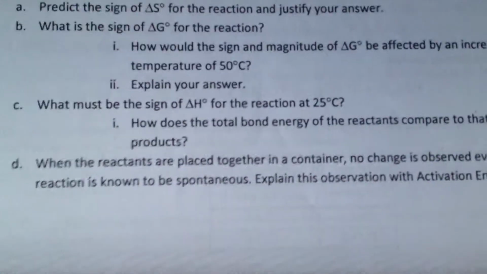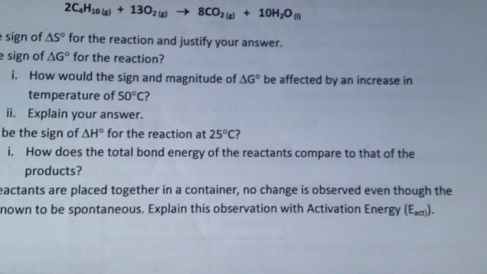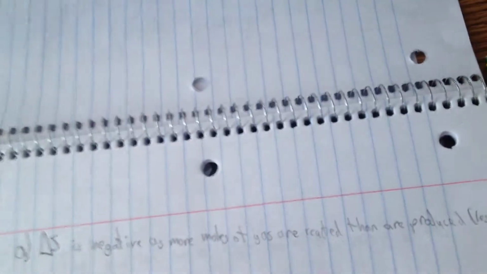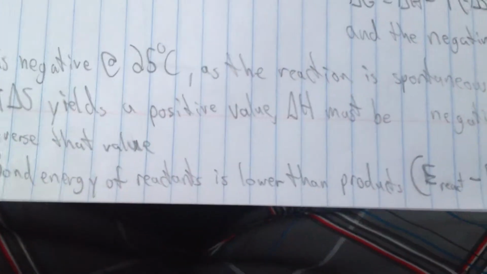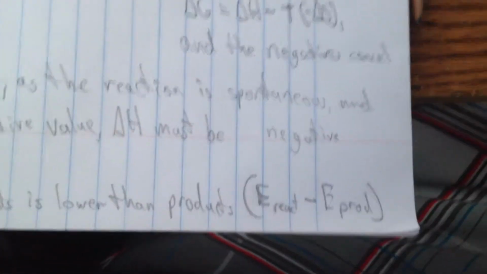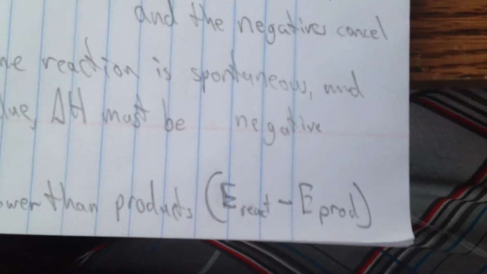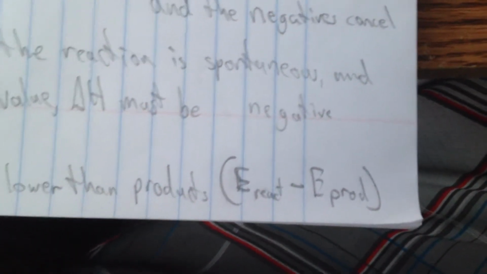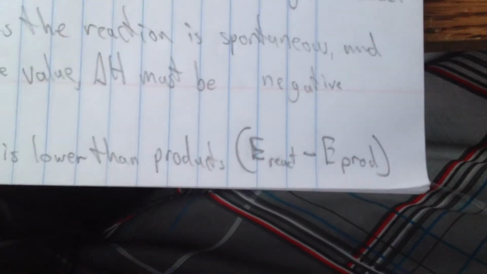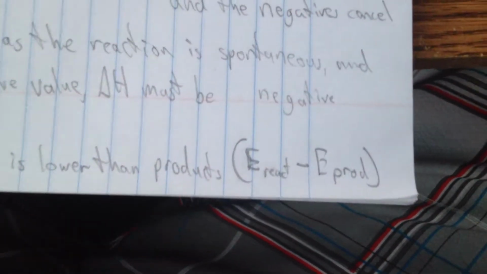Now for the second part. How does the total bond energy of the reactants compare to that of the products? We know, since the delta H value is negative, that the bond energy of the reactants is lower than the products, as the equation for delta H is E of reactants minus E of products. So the energy of the reactants must be smaller than the energy of the products.